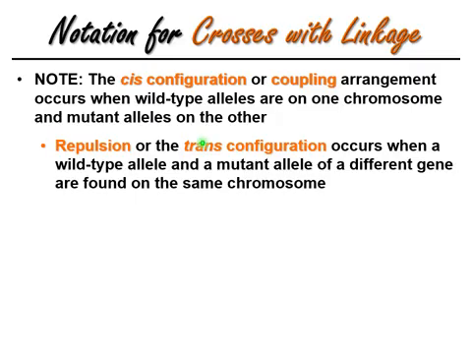So repulsion, or the trans configuration, occurs when a wild type allele and a mutant allele of a different gene are found on the same chromosome. So capital A, lowercase b, or, let's try lowercase a, capital B. Both of those would be examples of trans configuration or repulsion.